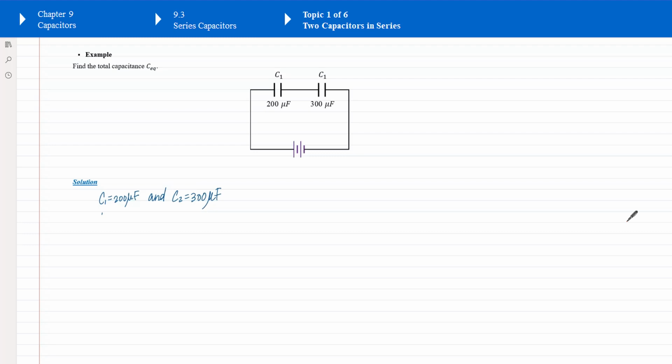Using the formula, we got CEQ equals 200 times 300 divided by 200 plus 300. It equals 60,000 divided by 500, and that equals 120 microfarad.